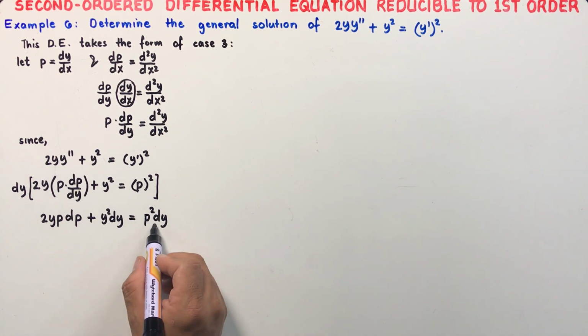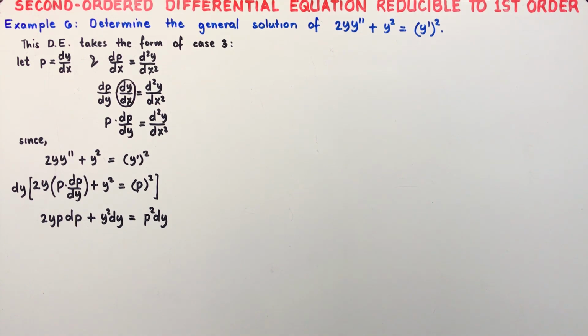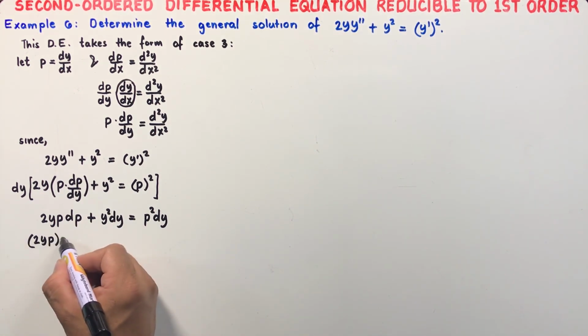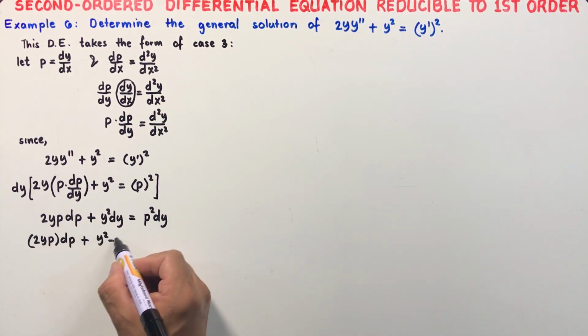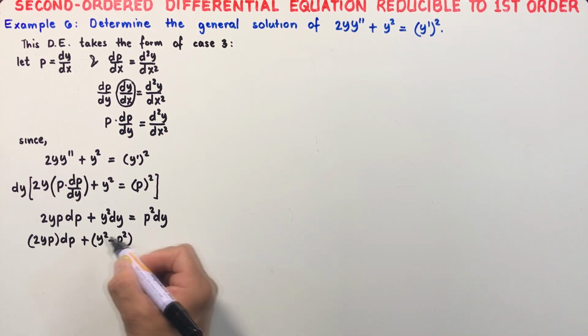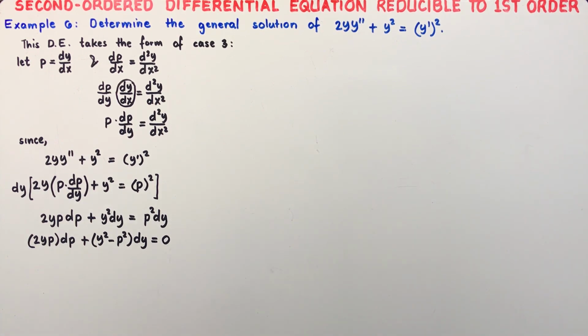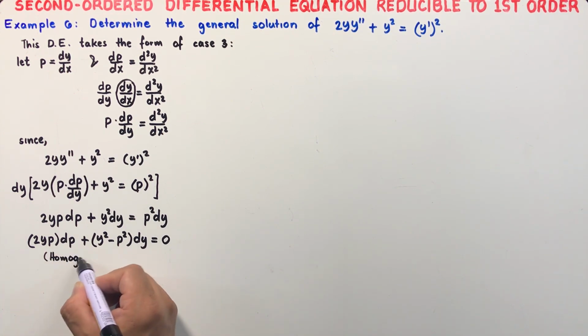Now moving this term to the left side of the equation so that these two dy's can combine, we have 2yp times dp plus y squared minus p squared times dy, and this is equal to 0. And you notice that this is not a separable differential equation because of this y squared minus p squared here, but this is a homogeneous differential equation.